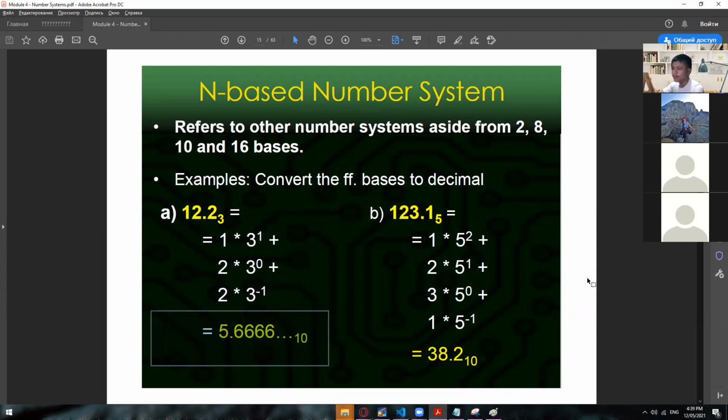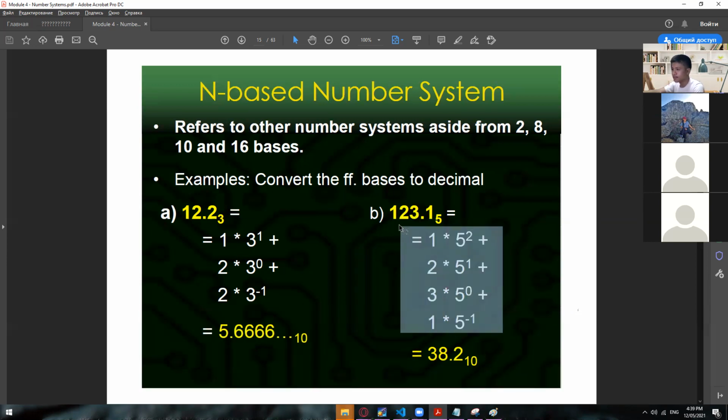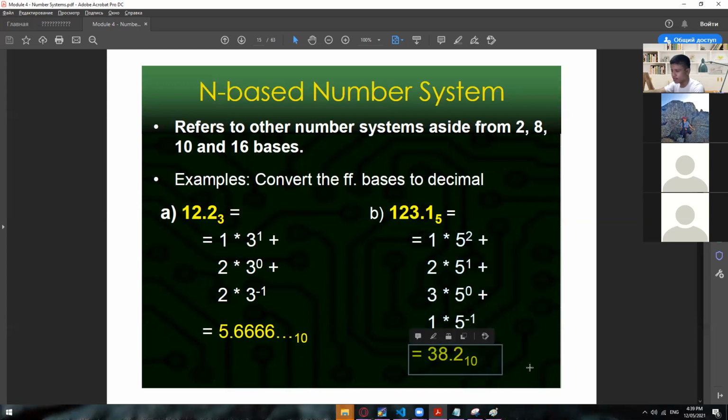All right. So the same with this one, letter B. It's just a different base, but same concept. So 1, 2, 3, and then 1. Starting from 3, we have raised to 0, and then raised to 1, and then 2. And then in here, we have raised to negative 1. And then again, just do the math with your calculator. You will get 38.2 base 10.